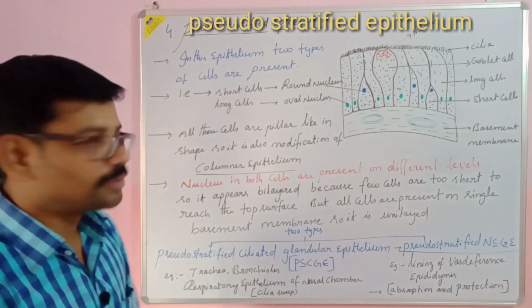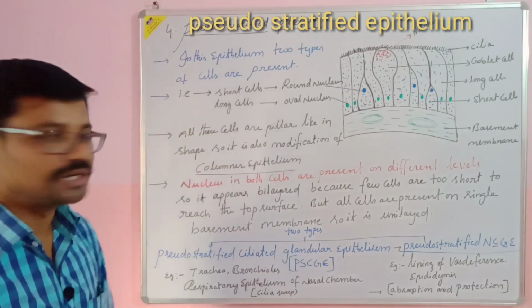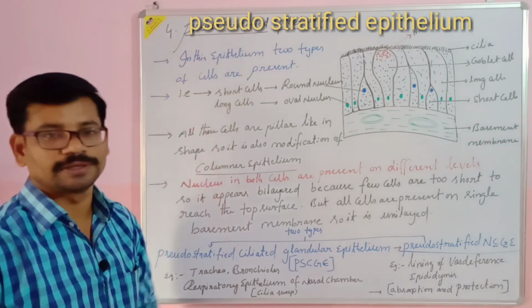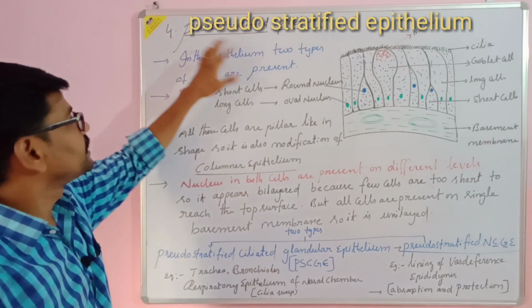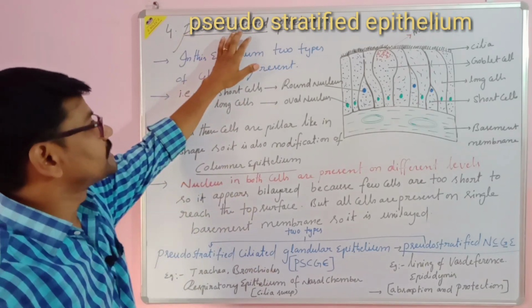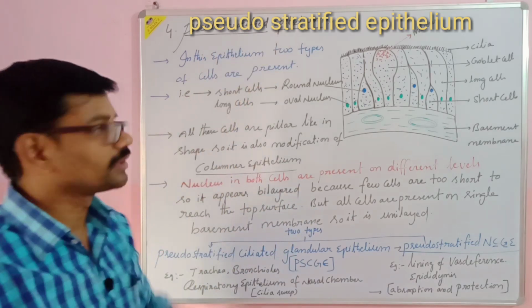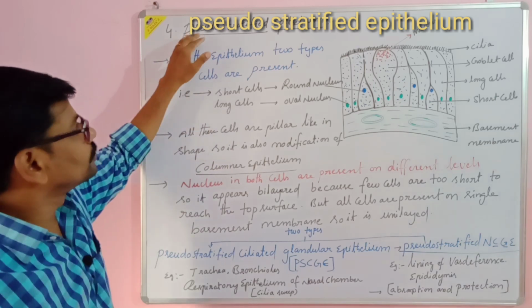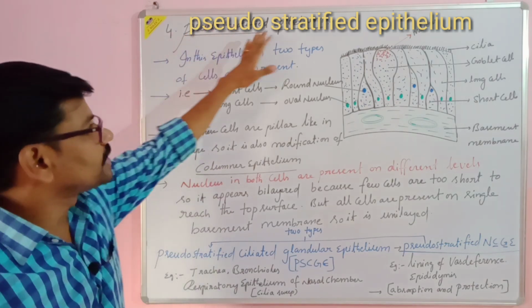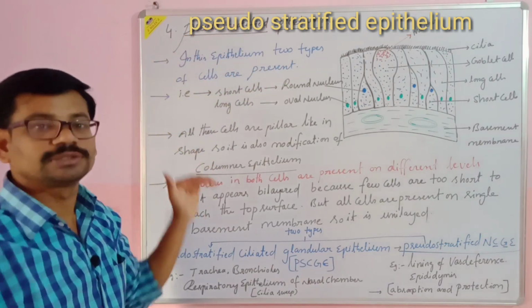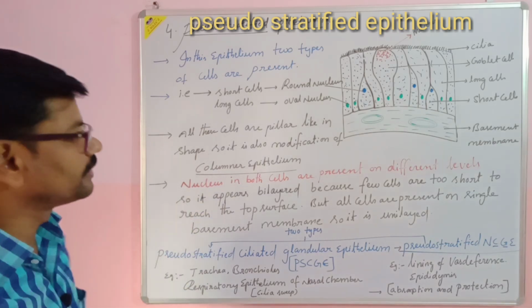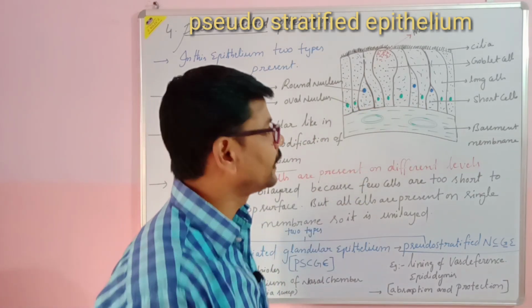Today we are going to learn about the last type of simple epithelial tissue, that is pseudostratified epithelium. Generally, the name represents: pseudo means false, stratified means there are many layers, and epithelium is the epithelial tissue, right? So we are talking about the pseudostratified epithelium, but we are in the simple epithelium. Why? What is the reason behind this? Just look at the picture, you can understand.